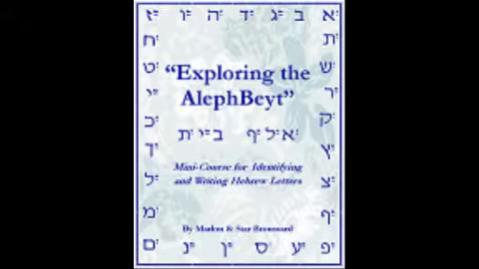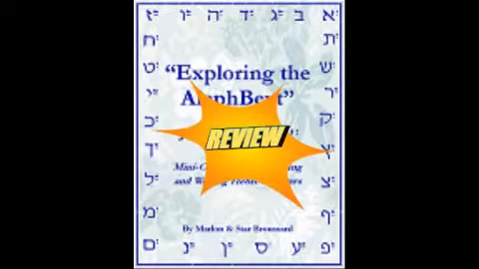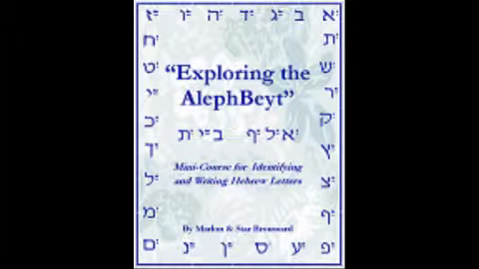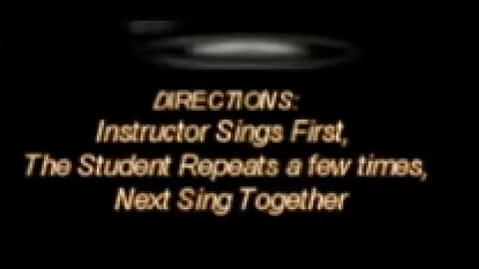Alright, so we're moving on to our review, and as you know, we start with our sing-along. Now we'll go ahead and sing the Lamed Mem Nun. Here's the melody for that. Lamed Mem Nun. After you've practiced singing with your student and having them repeat, then go ahead and sing together. And then we'll begin from the very beginning, what you learned in Unit 2. We'll begin with Aleph and sing all the way to Nun.